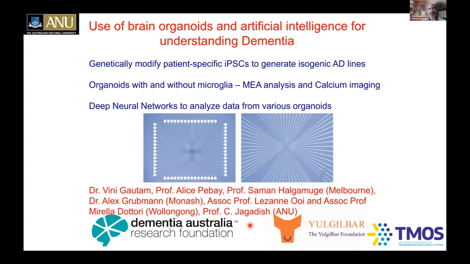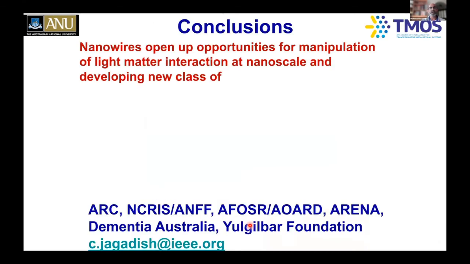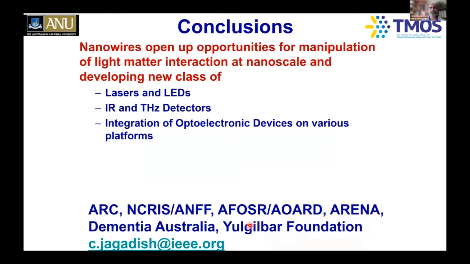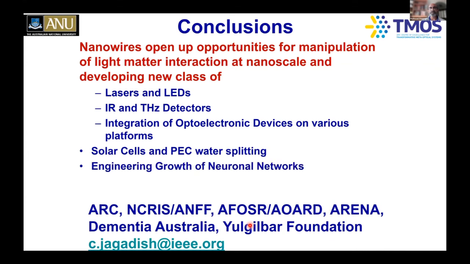And I'm learning a lot because my knowledge of neuroscience is very limited, and it's always fun to learn something new. In conclusion, nanowires open up opportunities for manipulation of light-matter interaction at the nanoscale and developing new classes of lasers and LEDs, infrared and terahertz detectors, integration of optoelectronic devices on various platforms, solar cells and PEC water splitting, and engineering the growth of neuronal networks. It's a really exciting development, and we're having great fun exploring this wide variety of nanostructures for a range of applications.